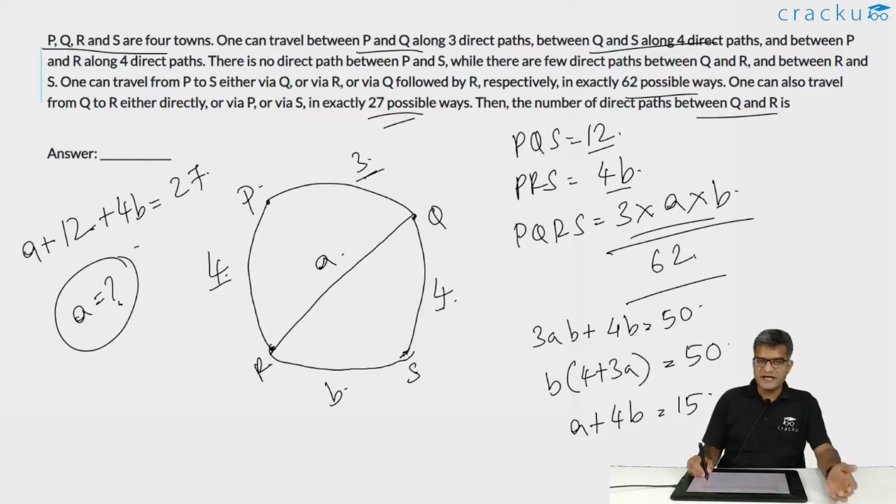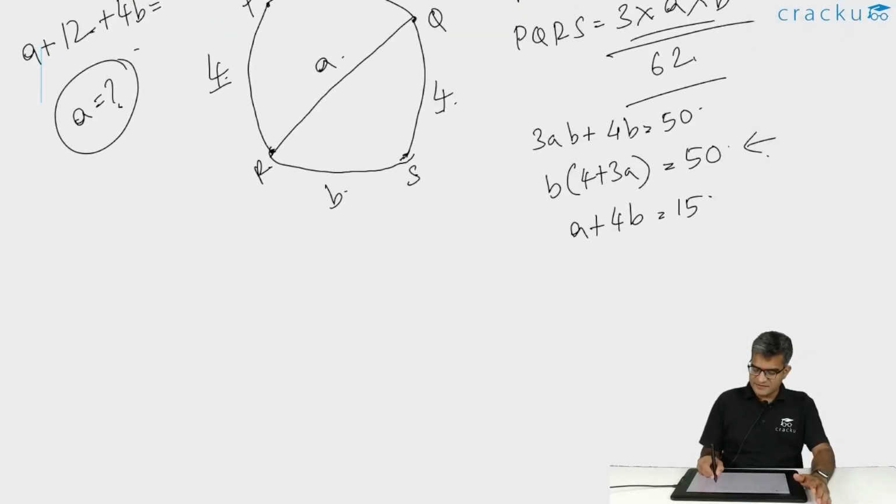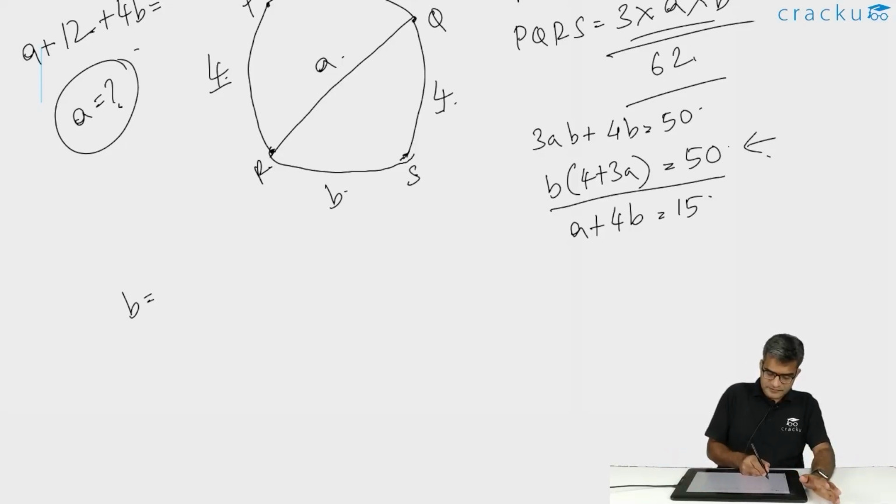What we know is that A and B are whole numbers. They are essentially natural numbers. They can't be fractions. We'll use that to calculate the answer. For example, from this question, we know that B is a factor of 50. So either B is 1, or it is 2, or it is 5, or it is 10, or it is 25, or it is 50.